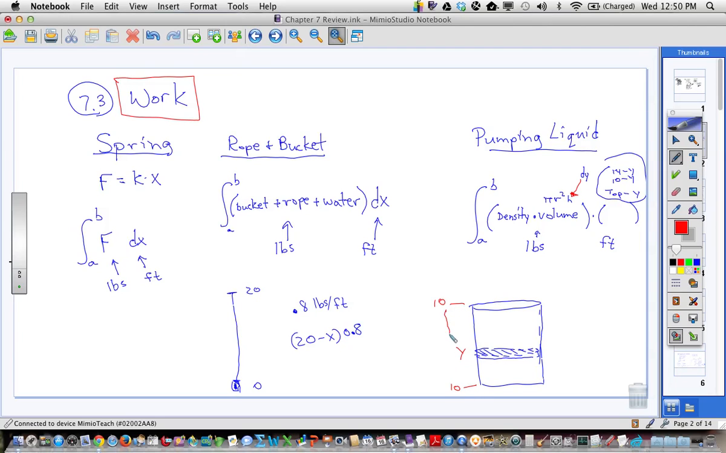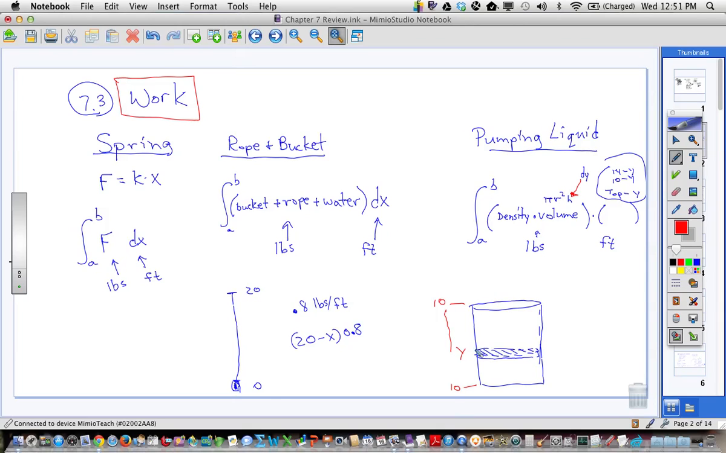So how far does it have to pump? It'd be 10 minus y. So the 10 minus y would go in here for number 6. So you'd have your density was 62.4. Your volume was pi times 5 squared times dy. And then how far it has to pump is the 10 minus y. That's how far that slice would pump.